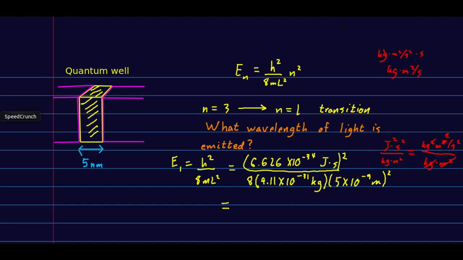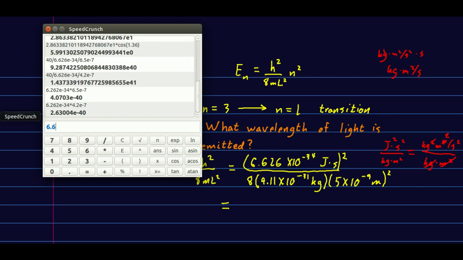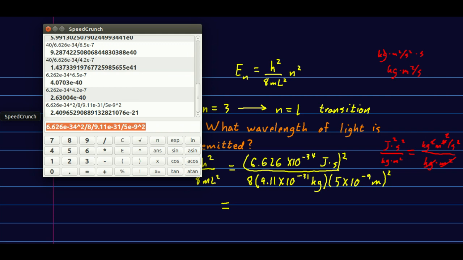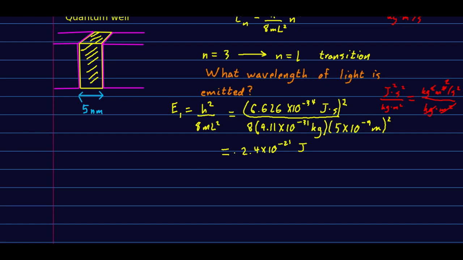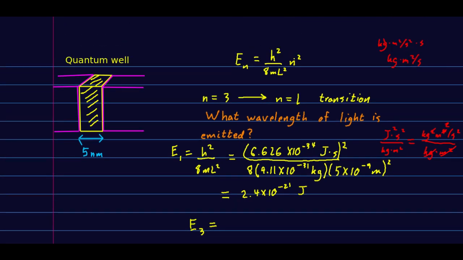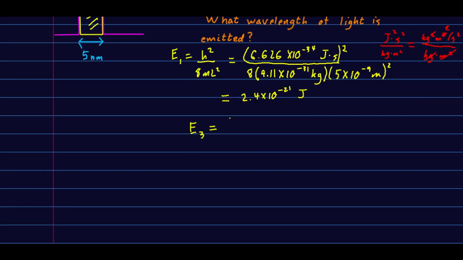So now I'm just going to plug all that into the calculator. And I get an energy of about 2.4 times 10 to the negative 21 joules. So that is the ground state energy. That tells us that if we're looking at the transition from n equals 3 to n equals 1, that's our final energy, our initial energy E3, well, that's just going to be 9 times that, right? Because all we do is we take that ground state energy and multiply it by n squared, which is 9. So that's easy.